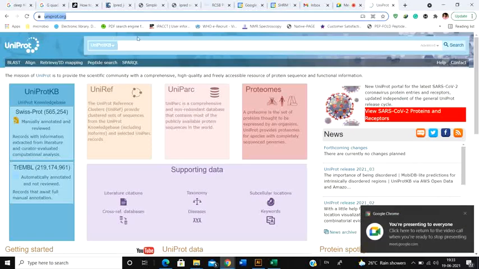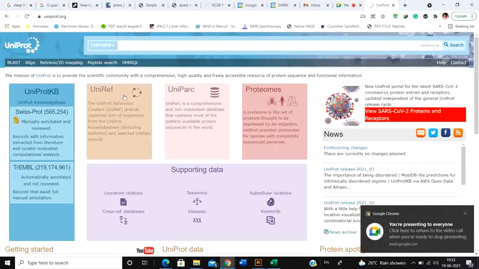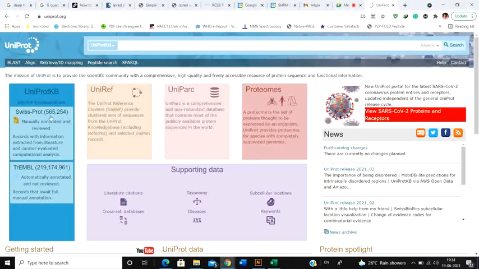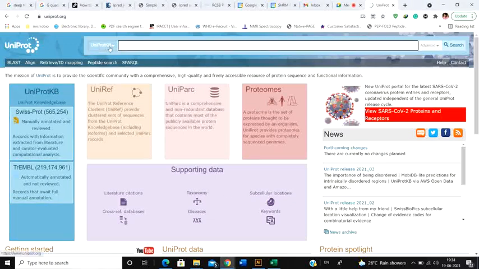So see, this particular database is the protein database. This actually has all the information about a particular protein. So suppose you select this UniProtKB and then simply type in the name of the protein that you want to find out.